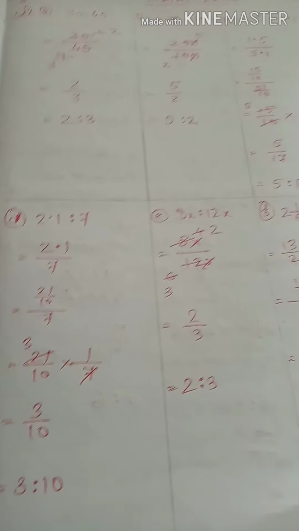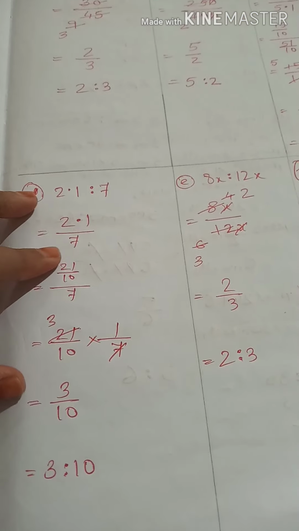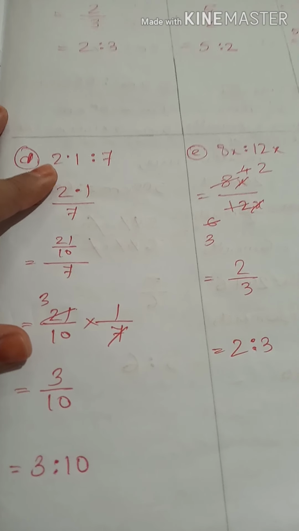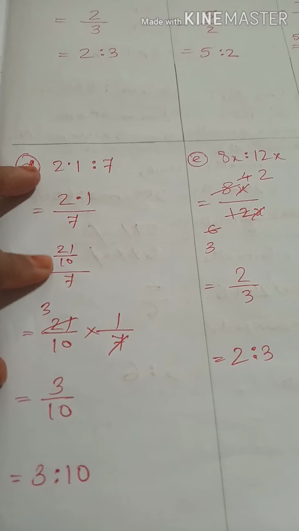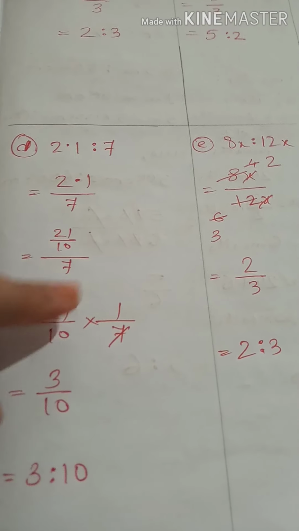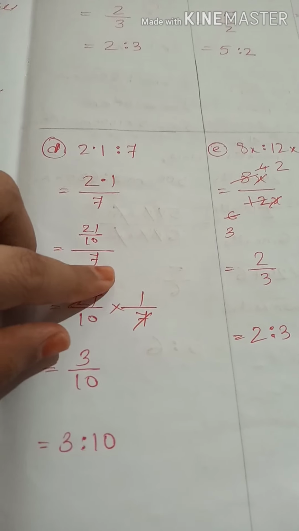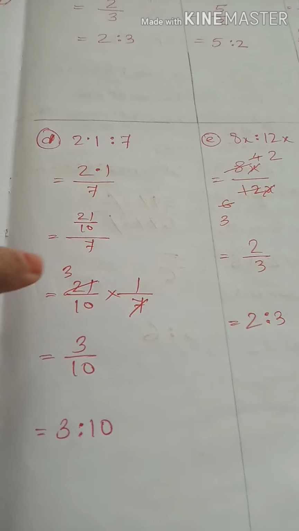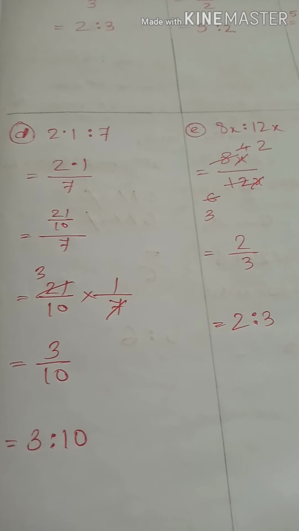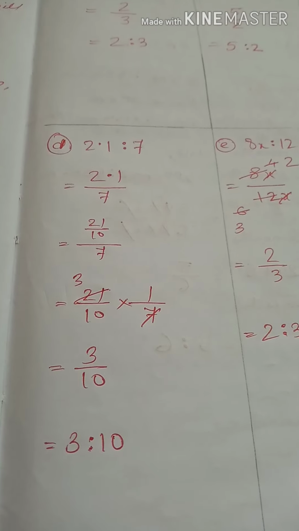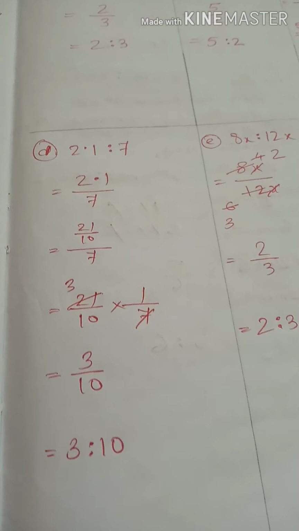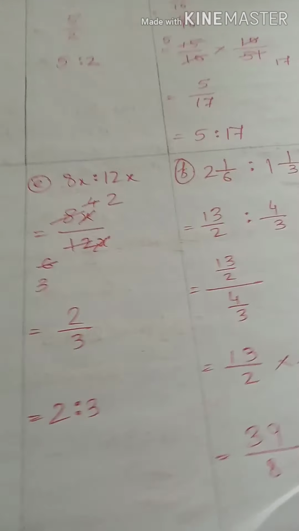Next, same thing here also, but here only in the numerator you have the decimal point, so you remove the decimal point from the numerator. It becomes 21 by 10 by 7. So this will reverse again: 21 by 10 into 1 by 7, because below 7 nothing is there, that means 1 is there. So 3 and 21 you can cancel, 7 and 21 you can cancel with the help of 3. 7 3s are 21. So our answer is 3 is to 10.